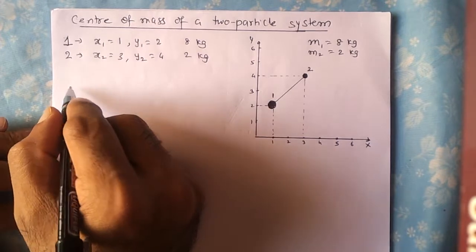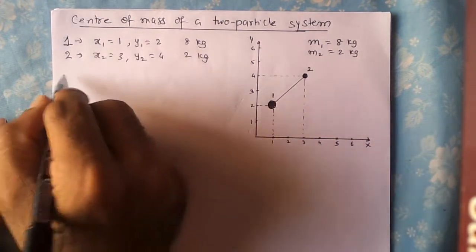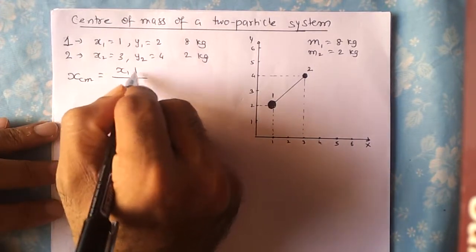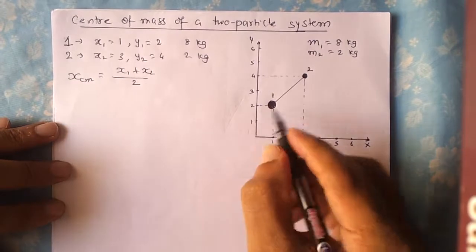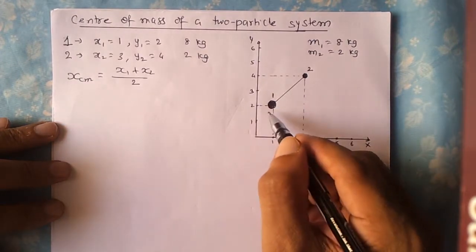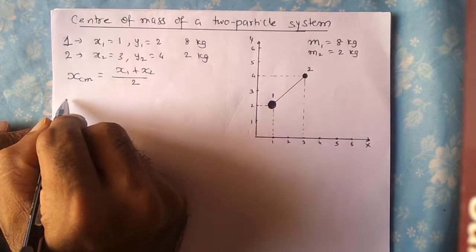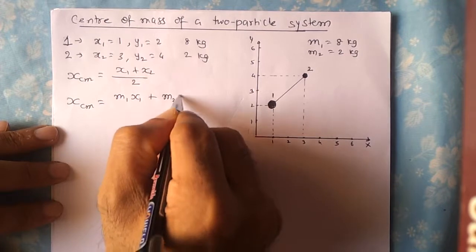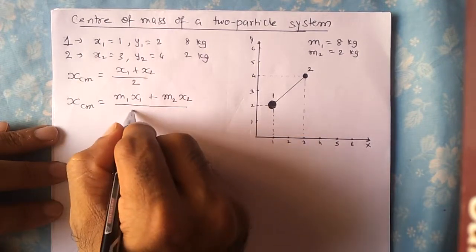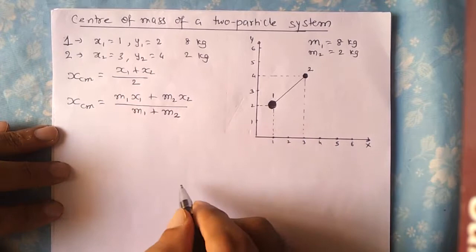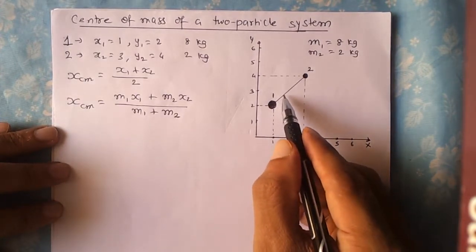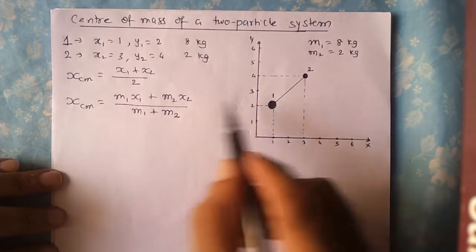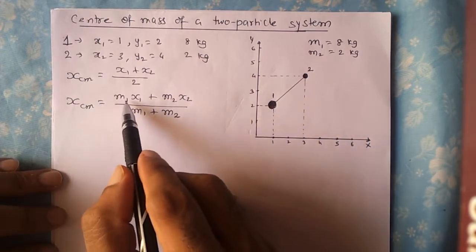Okay, let's proceed. So I want to find out the center of mass. So XCM, the formula that we used in the previous video was (x1 plus x2) upon 2. But in this case, the masses are different, so I will have to introduce masses into the formula. And it turns out the formula for XCM will now become (m1 x1 plus m2 x2) upon (m1 plus m2). And this is understandable because the location of the center of mass has got a relationship with how the mass is distributed. So therefore in the formula for XCM, masses are introduced.